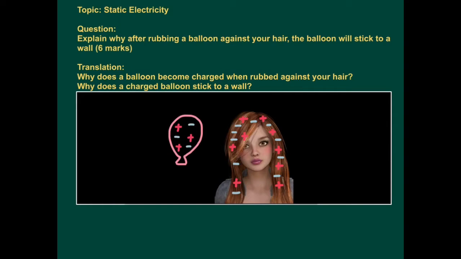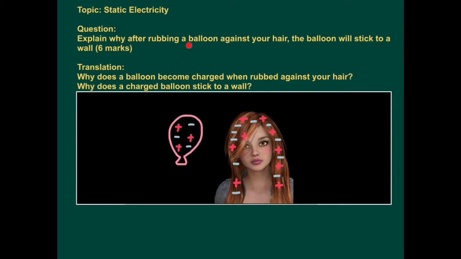The question for 6 marks is: explain why after rubbing a balloon against your hair, the balloon will stick to a wall. So again, there's multiple questions here. Firstly, why does a balloon become charged when rubbed against your hair? And secondly, why does a charged balloon stick to a wall?